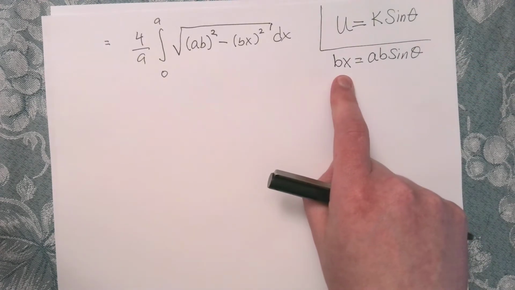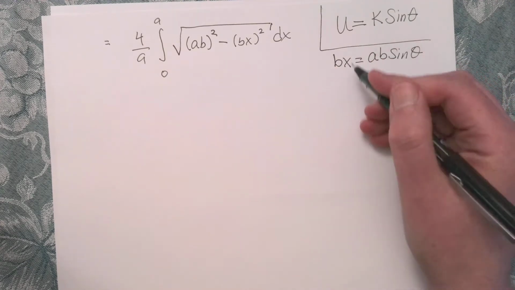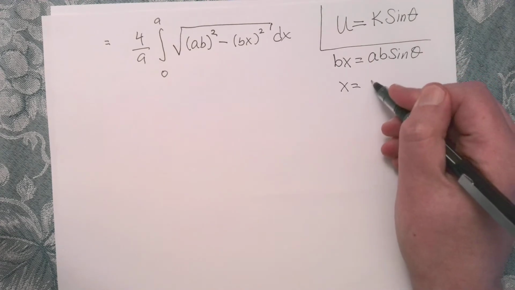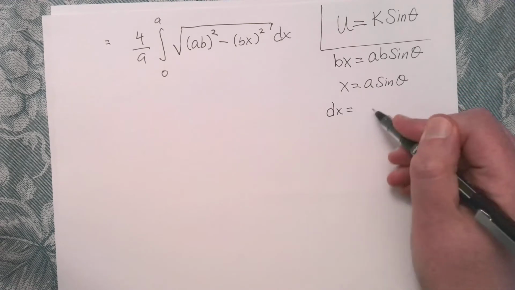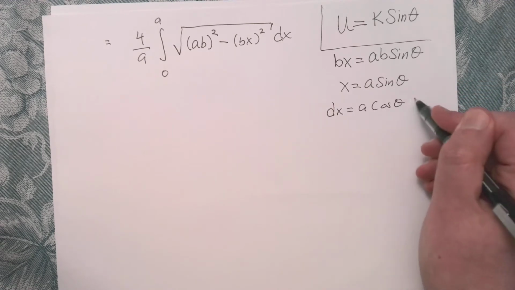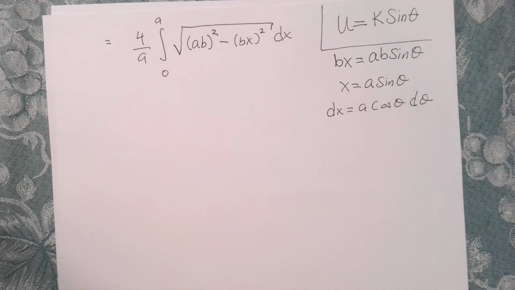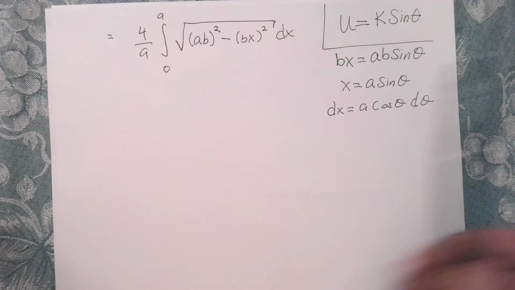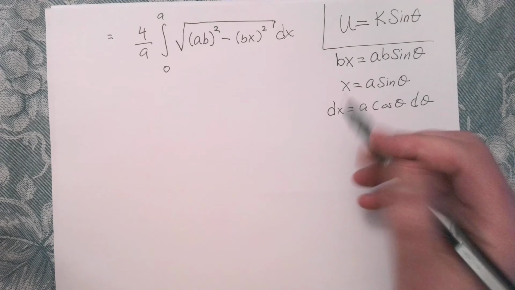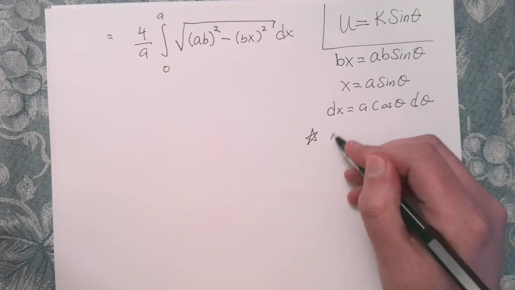I'd like to maybe isolate x so I can find dx. So we'll say x is equal to a sine of theta, and then dx is equal to a cosine of theta d theta. So that seems pretty good. So I'm changing variables, right? I'm going from variable x to variable theta. So I also want to find corresponding bounds. So let's get some new bounds.